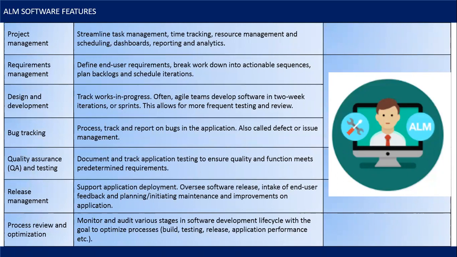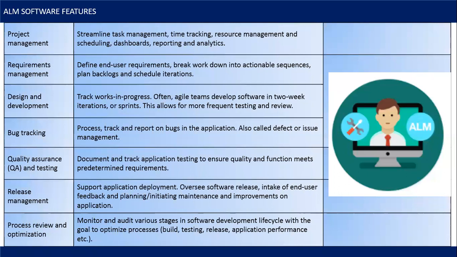Track all the features that are in development and in progress, especially when we follow the agile methodology, where we follow 2-week iterations or sprints. This will help us to frequently review and test the software development progress. Bug tracking, quality assurance, and testing: this will help to process, track, and report the bugs in the application, also called defect or issue management. Document and track application testing to ensure quality and that functionality meets predetermined requirements.